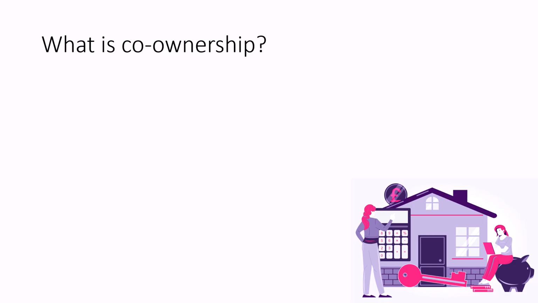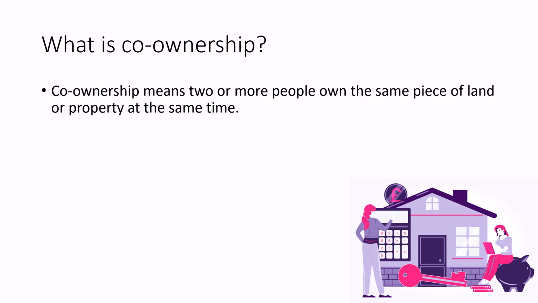So what is co-ownership? That should be pretty much self-explanatory. It just means that there are 2 or more people who own the same piece of land or the same piece of property, can be a house, a flat, anything really, at the same time.